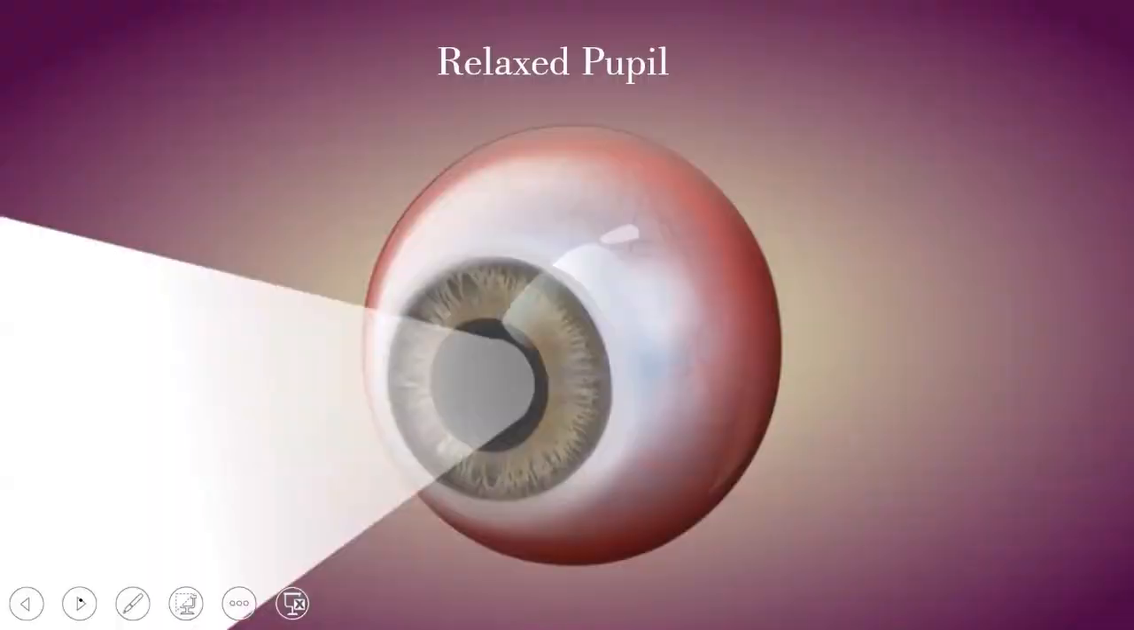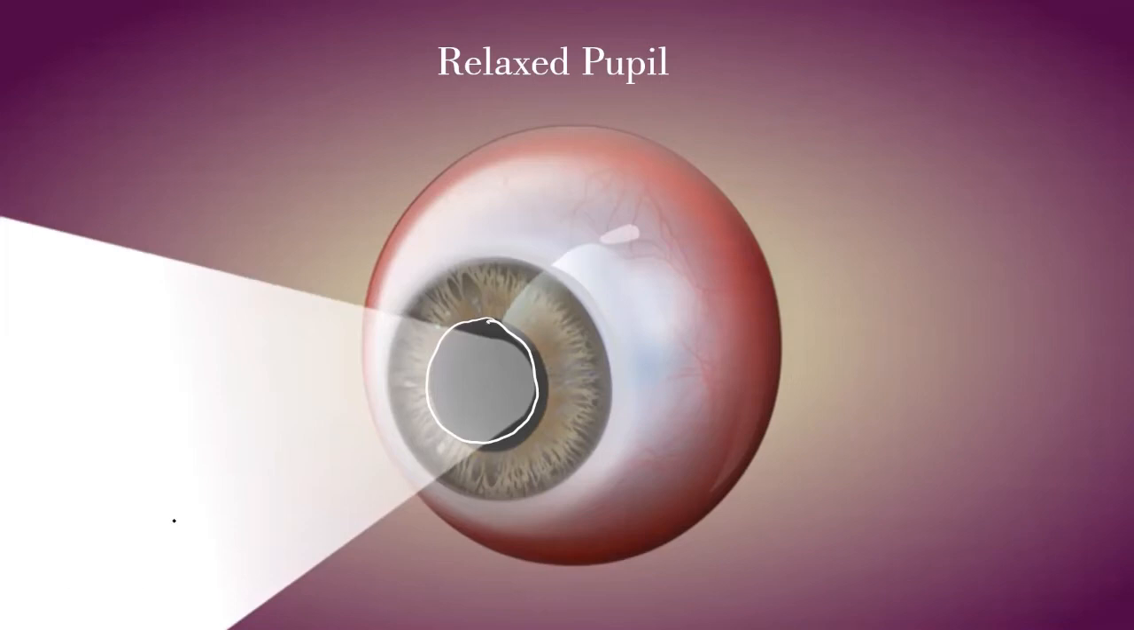As I had told you, a relaxed pupil means there is a normal amount of light entering the human eye. If you see here, the pupil is enlarged, so it is in a relaxed position and allowing the maximum amount of light to enter. This basically happens when you go into a dim room, or basically during the night.